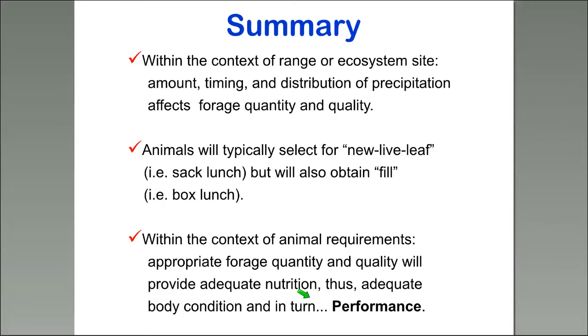So to summarize this, in the context of where we are at our range or our ecosystem site, the amount, timing, and distribution of precipitation is obviously going to affect our forage quality and quantity.